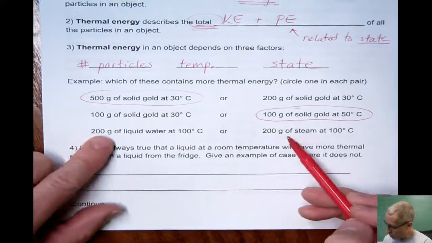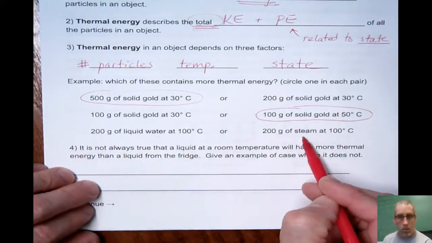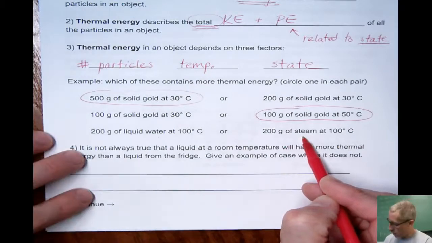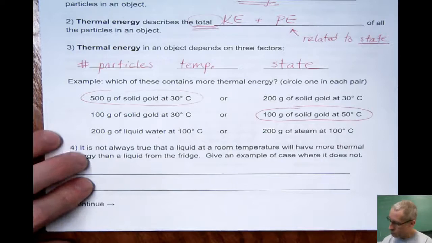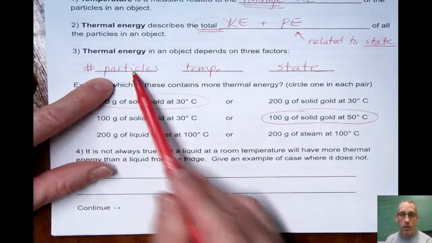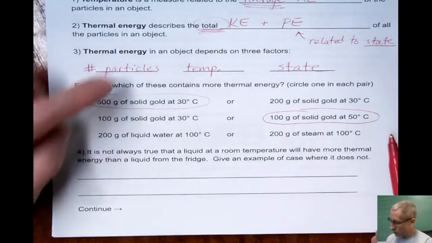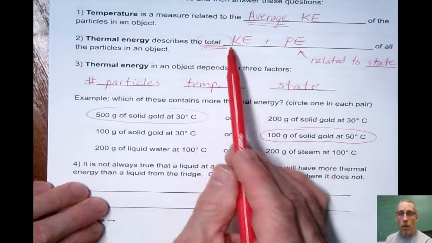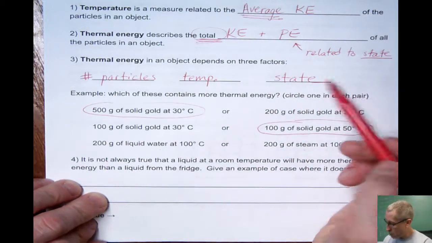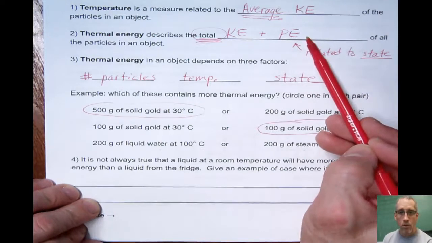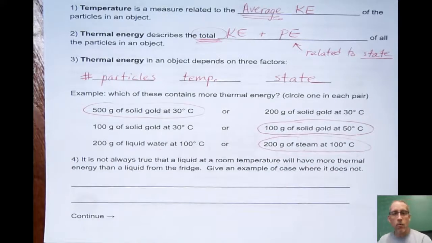So we can have 200 grams of liquid water at 100 or 200 grams of steam. That means gas water at 100. And which of those is going to have more thermal energy? Well, we've got the same number of particles because it's the same number of grams. We've got the same temperature, so that means the kinetic energy is no different. But because the state is a higher energy state here, that means the particles will possess more potential energy. And so that is actually a greater thermal energy.